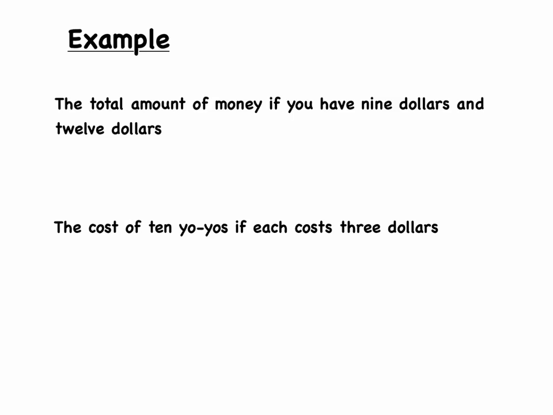When it comes to word problems, I recommend looking through the word problems and underlining all of the important information. For example, let's look at the very first one. It says the total amount of money if you have $9 and $12. We want to put this into an expression, so let's look at the most important information. It looks like we're talking about the total amount. That means we're going to be using addition.